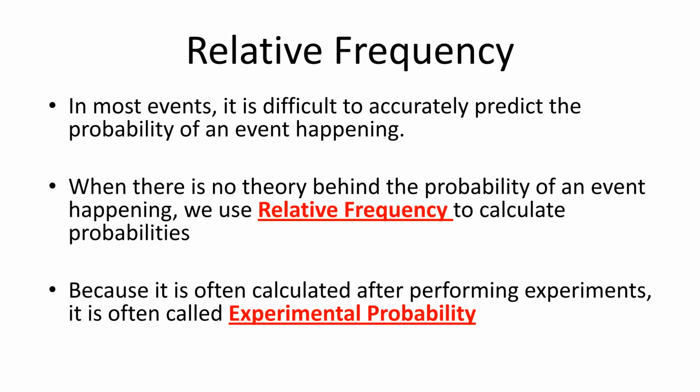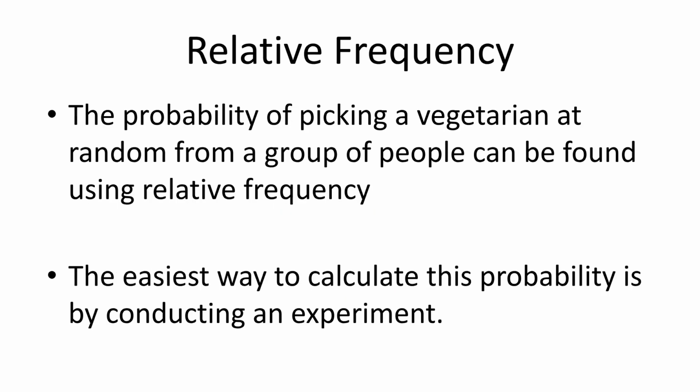When there is no theoretical way to predict a probability, we use relative frequency. Because this is often based on experiments, it is also known as experimental probability. Relative frequency allows us to estimate probabilities in real-world scenarios. For example, we can determine the probability of picking a vegetarian from a group by conducting a survey.